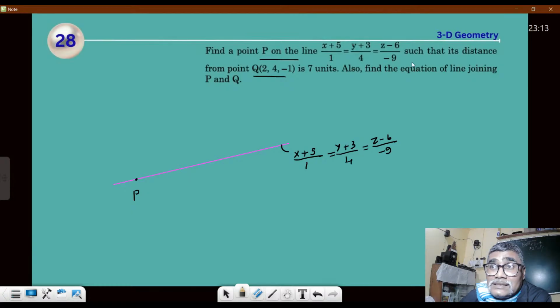such that its distance from another point is given. Say (2, 4, minus 1). Let me just check once more. क्या ये point इस line में तो नहीं है? Let me just see it.